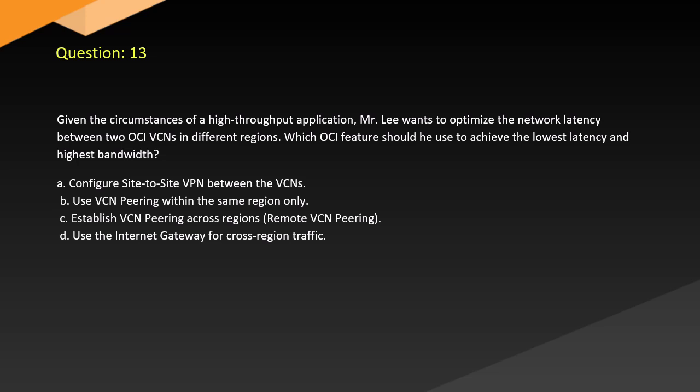Question 13. Given the circumstances of a high-throughput application, Mr. Lee wants to optimize the network latency between two VCNs in different regions. Which OCI feature should he use to achieve the lowest latency and highest bandwidth? A. Configure site-to-site VPN between the VCNs. B. Use VCN peering within the same region only. C. Establish VCN peering across regions, remote VCN peering. D. Use the Internet Gateway for cross-region traffic.